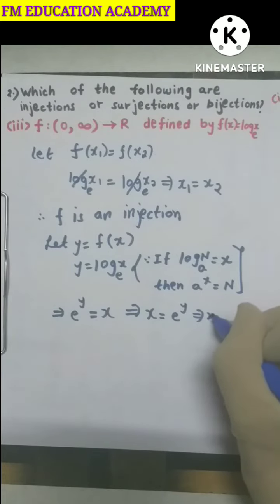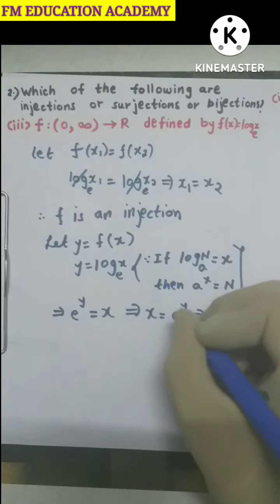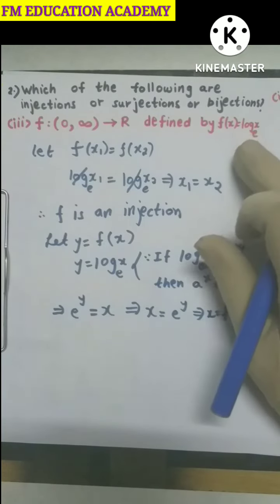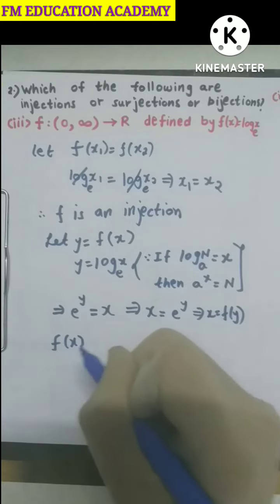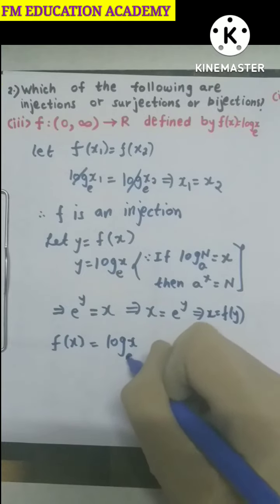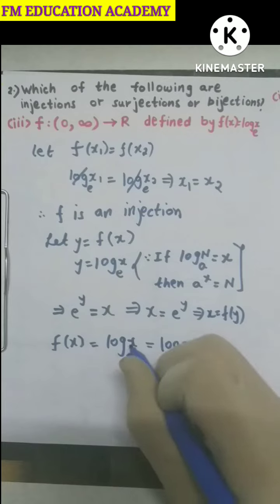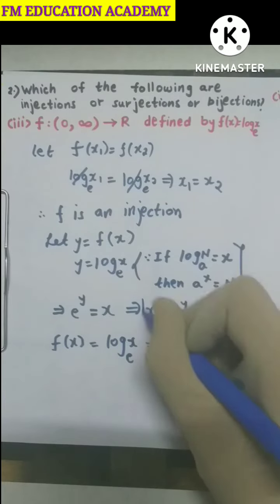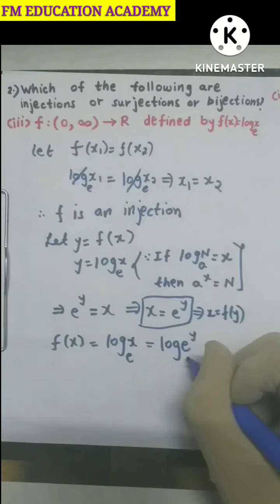So we got to know that x is equal to f of y. Now what we'll do is substitute this value of x in this f of x. We are going to substitute the value of x in this function, log x to the base e. What is x? We got e power y. So log e power y. In place of x, I am writing e power y, to the base e.